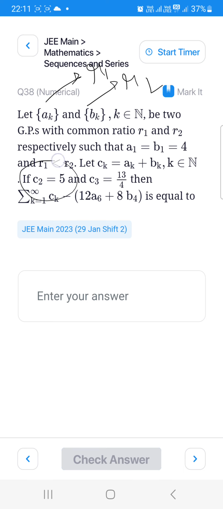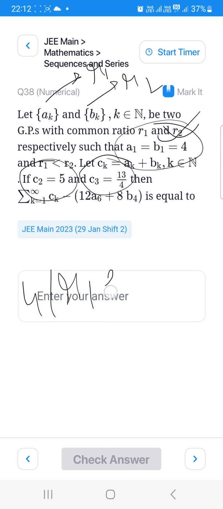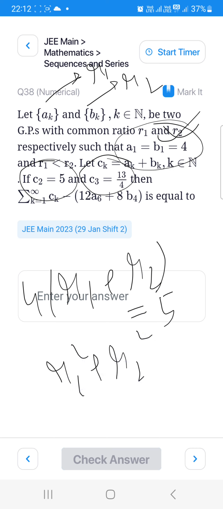So definitely we'll look at this information first, because c2 and c3 will at first confuse you and you won't know what to use, but later on you will realize it. c2 equals 5 and c3 equals 13 by 4. If you take 4 in common, because the first terms are 4 in both GPs, then 4 into (r1 plus r2) equals 5, and 4 into (r1 square plus r2 square) equals 13 by 4. So this is 5 by 4 and this is 13 by 16. Using these two pieces of information you can easily find the values of r1 and r2.